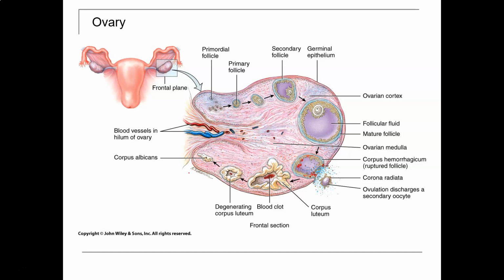So this slide has a lot of information in it. This is a slide of an ovary, a frontal section of the ovary, and if you look in here, you see many different structures. First off, you would never see all these structures at the same time in an ovary. So this is sort of like a time-lapsed view of the different structures that you would see in an ovary if you looked at different times.